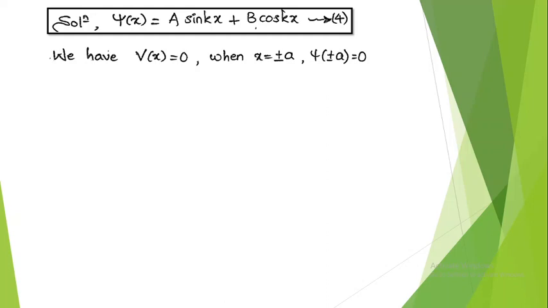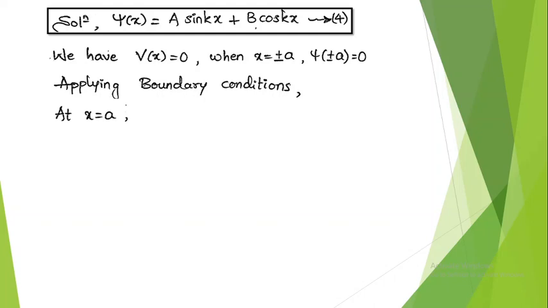So in order to get the constants A, B as well as to find out the value of k, we need to apply the boundary conditions. When you apply boundary conditions, it means we just need to see what happens at x equal to minus a and x equal to plus a for xi of x. So let us consider x equal to a.